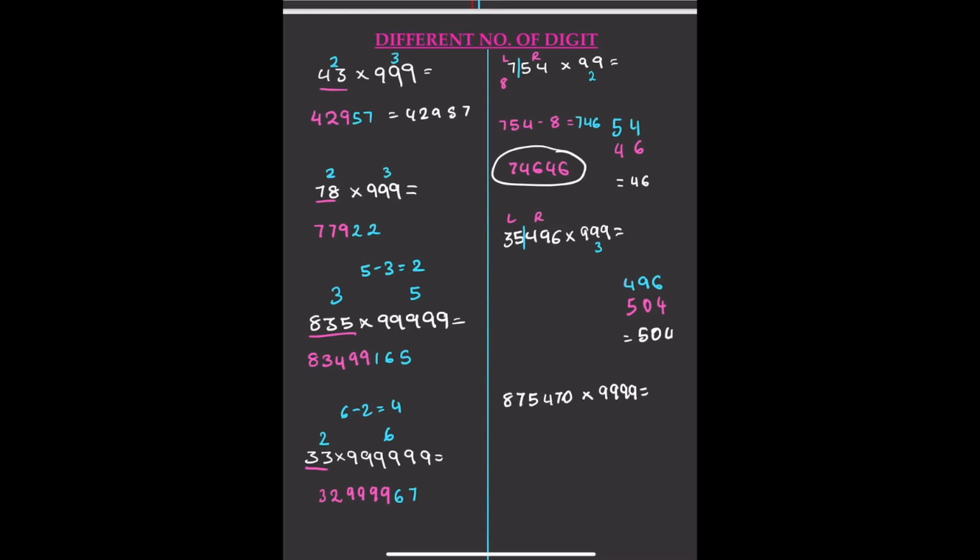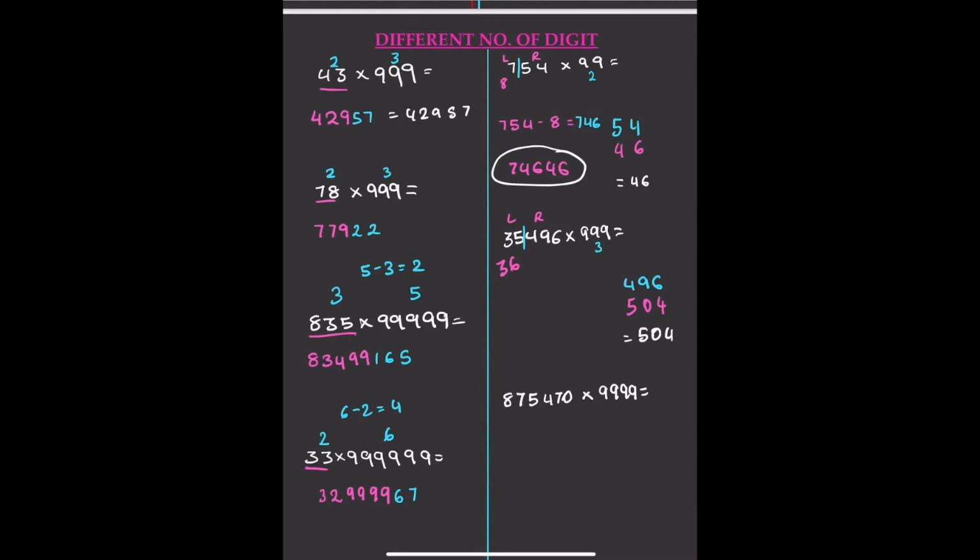Okay, so now we're going to work out the left-hand side of the answer. With the left-hand side, we're going to do the same thing as we did in the previous question. We're going to add 1 to this left-hand side number. Adding 1 to the left-hand side number will give us 36, because 35 plus 1 will be 36.